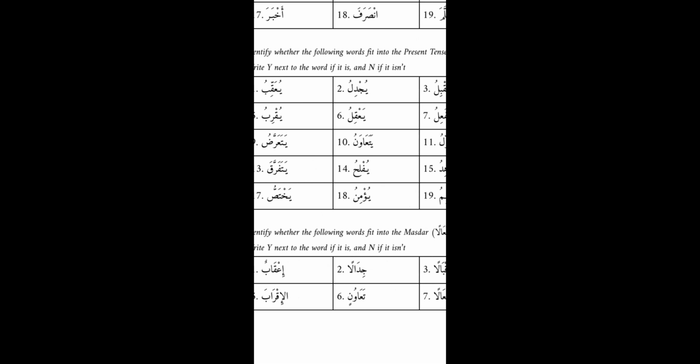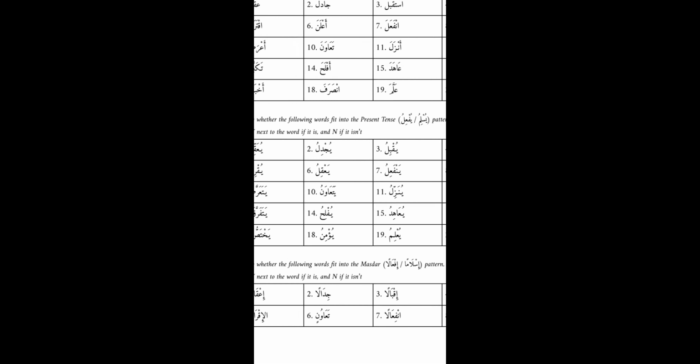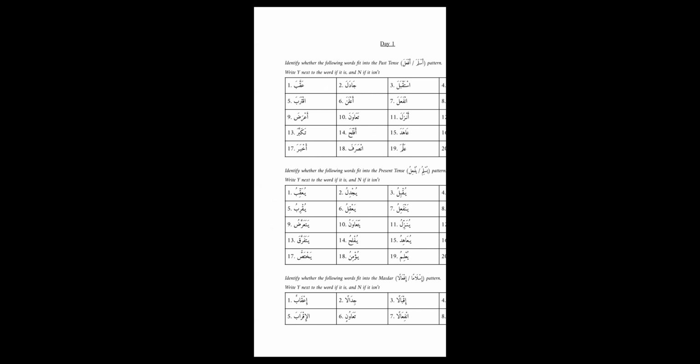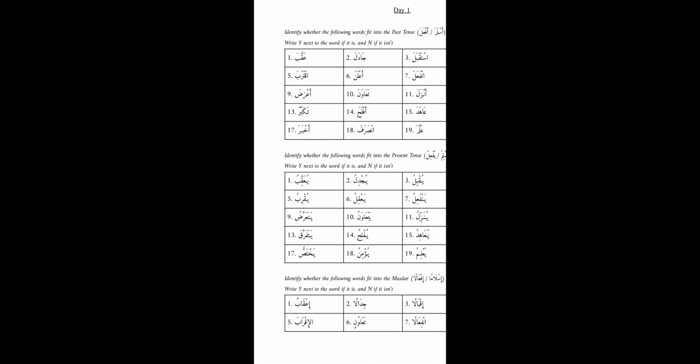Identify whether the following words fit into the Mastar Ifalan Islaman pattern. Similarly as we did last time, you're going to look at the word and try to find out the family. Number one, I'qabun. Now, there are a number of ways to do this. One is to go through all of the masters from the big eight families and the small six families, and then try to see which family it belongs to.